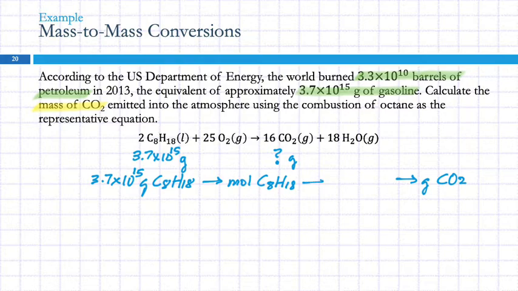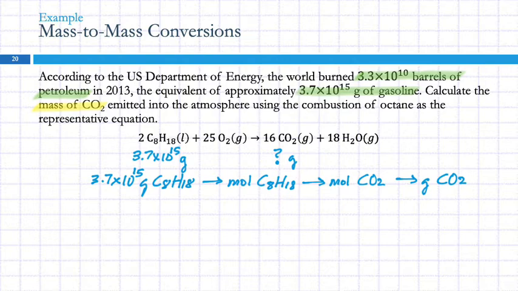And then I'm going to go from moles of octane to moles of my product, which is CO2. Here I'm going from one compound to a different compound. And I can do that because the chemical reaction gives me the relationships. And then moles of CO2 to grams of CO2 is going to use the molar mass of CO2. Any questions?